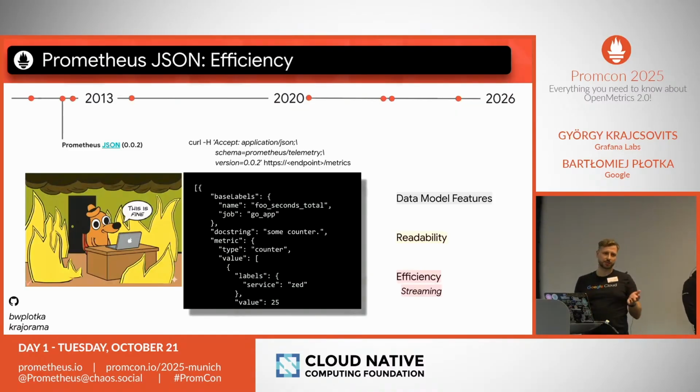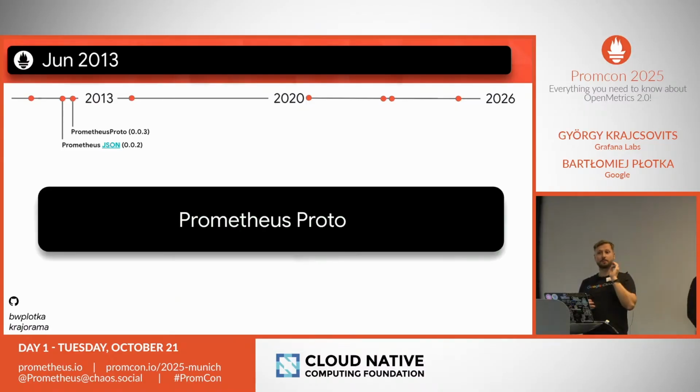But really the biggest challenge comes from the efficiency aspect, right? JSON decoding was obviously slow. The format didn't support streaming encoding and decoding. And essentially it meant higher latency, higher resource usage, higher cost. So that's why a month later, the protobuf format was introduced, June 2013, not text.